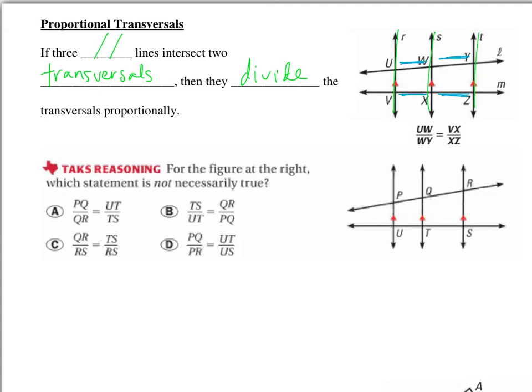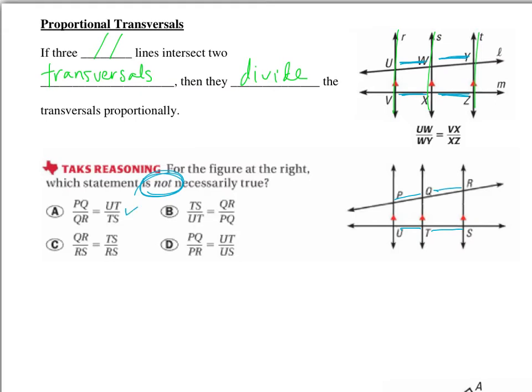So in this next question, we have to figure out which one is not necessarily true. So I'm going to do them in different colors. So my PQ over QR equals UT over TS, and that's pretty much the exact same thing as our definition.